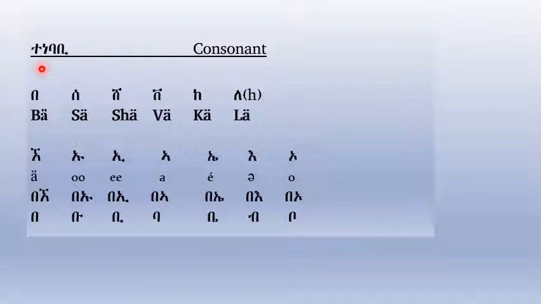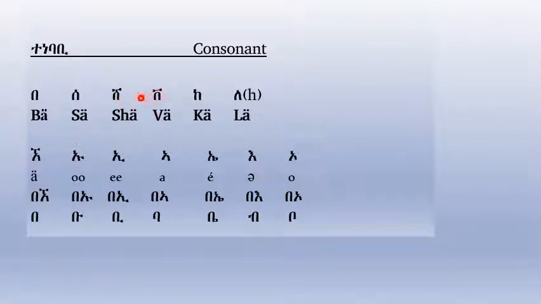So, let's start with the consonants. ተነባቢ, consonant. The first consonant we study is B. It looks like a dog, a small letter N. So you write it like this, B. Then if you put this inverted hyphen here, or the perpendicular hyphen here, then you get S. Then if you put a horizontal hyphen on the S, you produce sh.